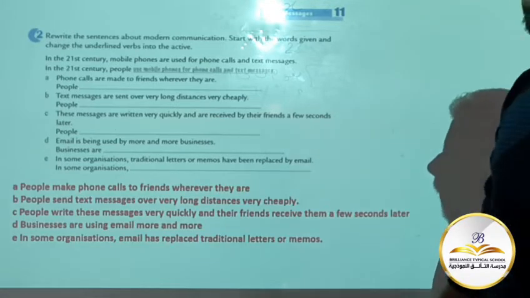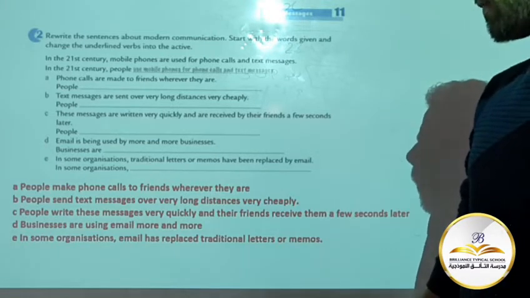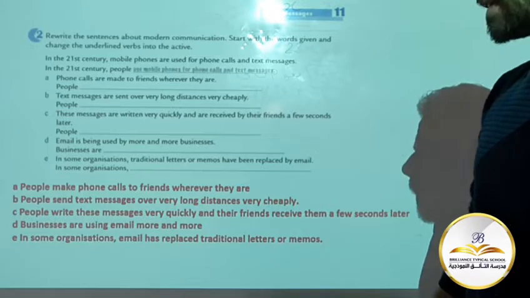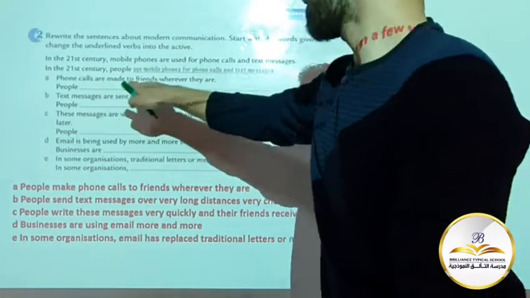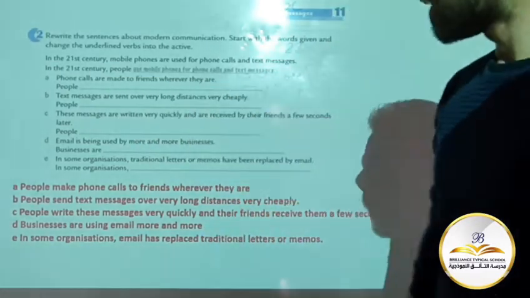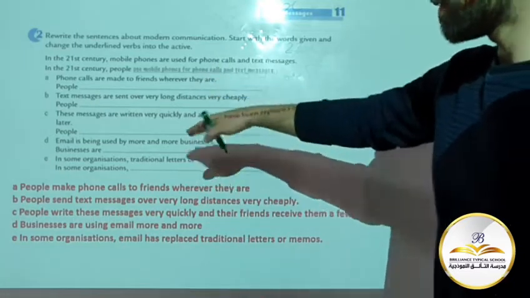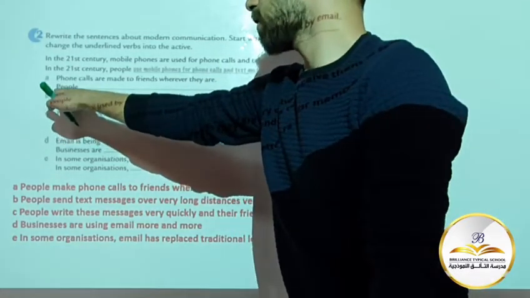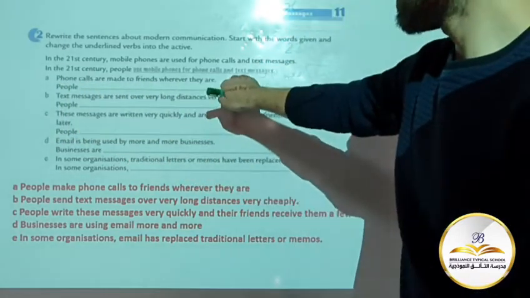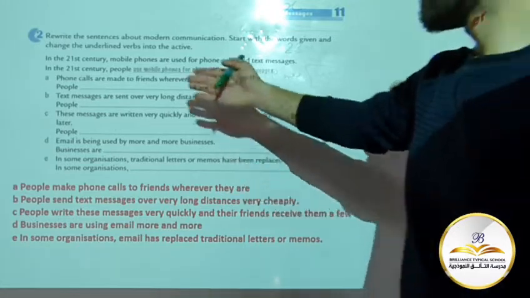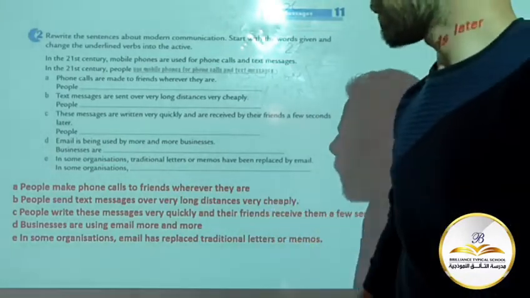The next one: phone calls are made to friends whenever they are. We are going to say people. What is the object in this sentence? Phone calls are made to, the object is omitted in this passive. But we know who used these, so they are people. We are going to say people make phone calls to friends whenever they are.